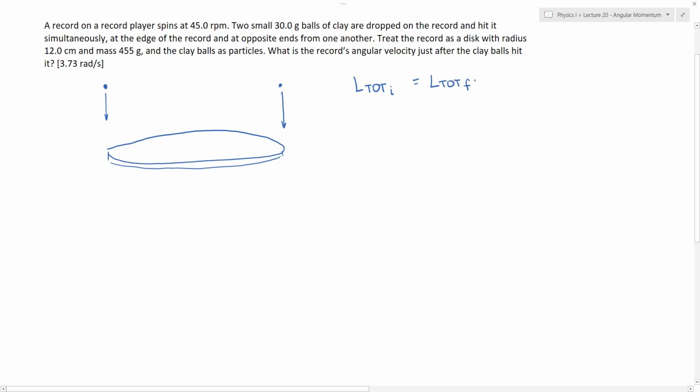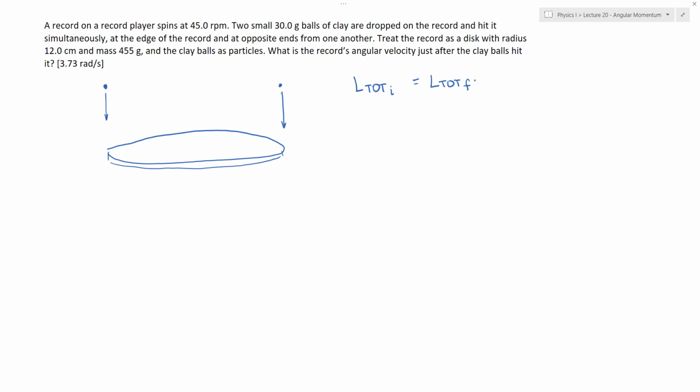So we have angular momentum of two different things: the two clay balls and the record. Initially, do the clay balls have any sort of angular momentum? Let's think about that. Are they causing anything to rotate when they land on the record? Are they making it spin in one direction or another? Or in other words, do they apply a torque? Is there a torque applied?